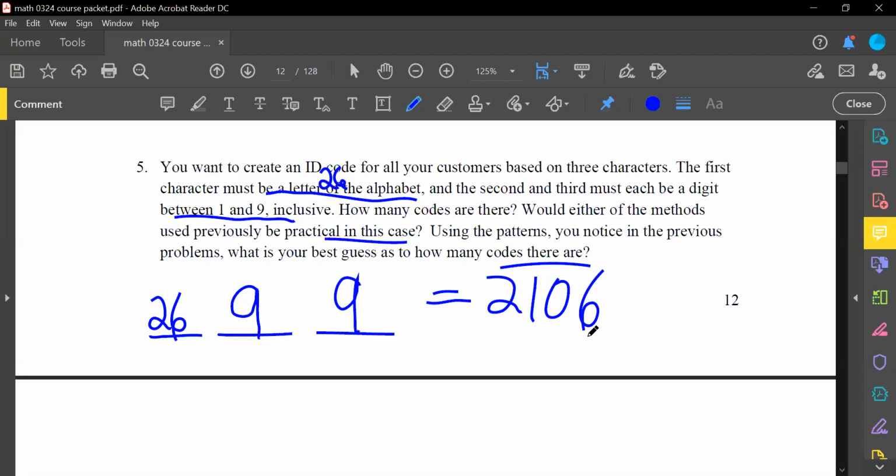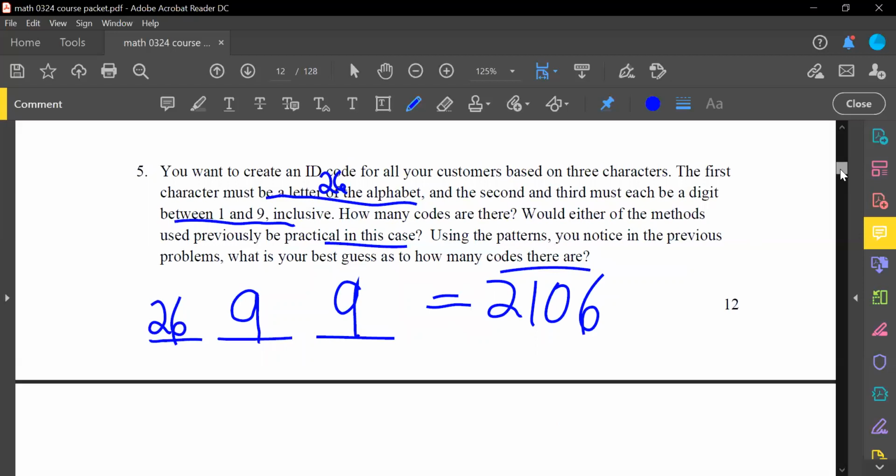Now, would either of the methods used be practical? Okay, so we're talking about the tree diagram and the table. And the answer is for the tree, no, because you're going to have 26 branches followed by 9 each. You'd have to draw 2,106 branches, so it's not practical. For the table, you're comparing 3 things, not 2 things, and it'd be a 26-list long table, and it's no. So definitely not practical. So that's why the multiplication principle comes in.